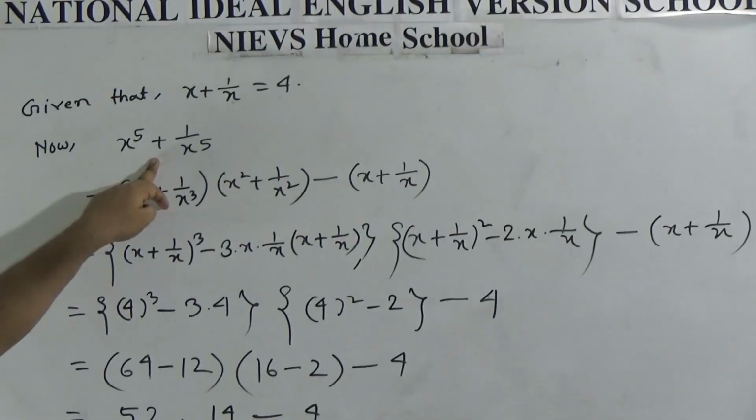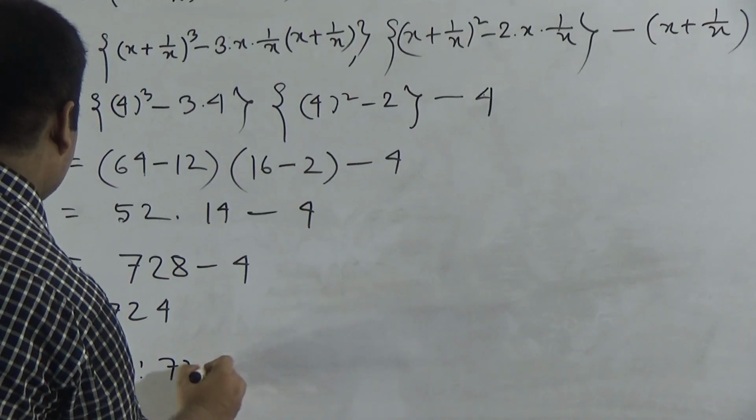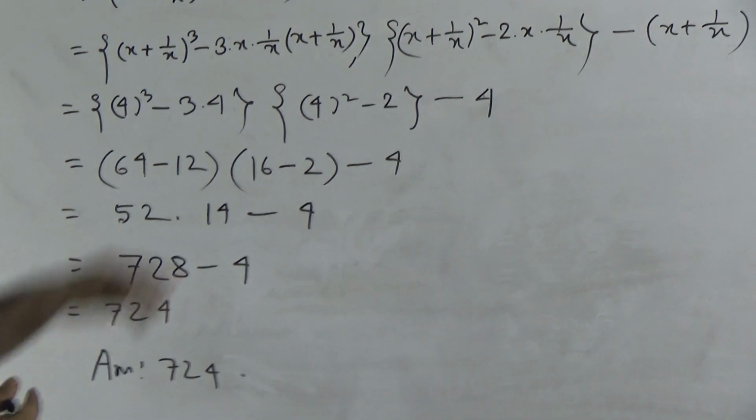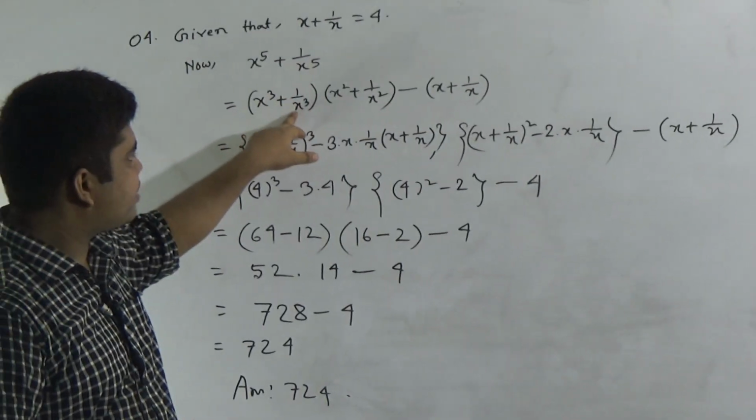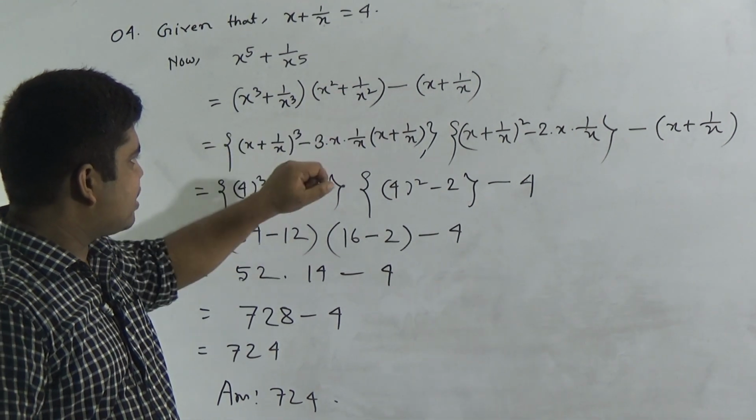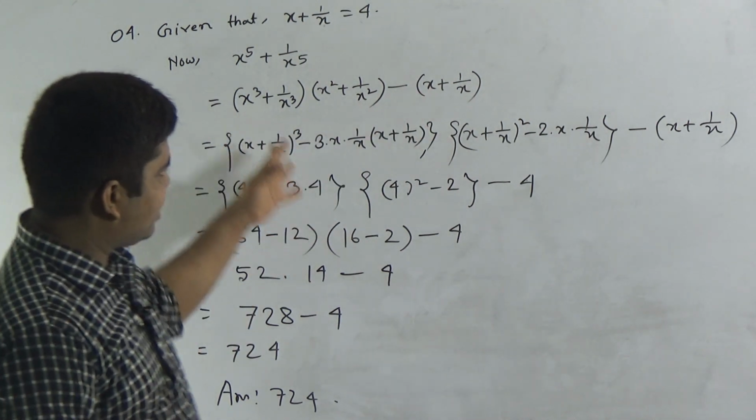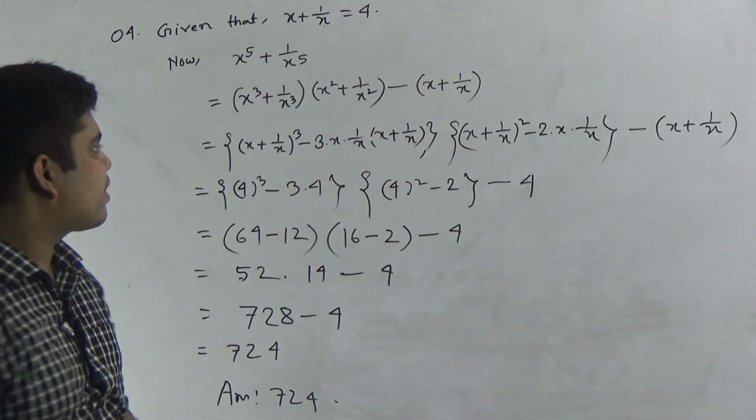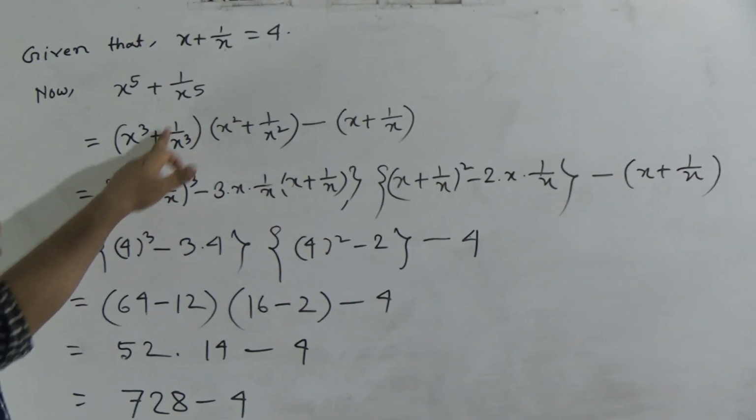That means it is the value of this expression. So the right answer is 724. I hope you have understood this question. I repeat it again. First of all, I convert this expression in such a way, that means x cube plus 1 by x whole cube into x square plus 1 by x square. For this reason, this x plus 1 by x is extra. For this reason, to make it equal, I subtracted x plus 1 by x from this expression.